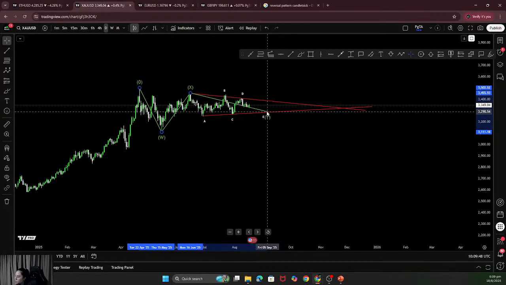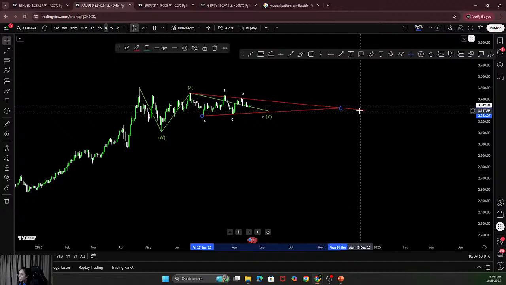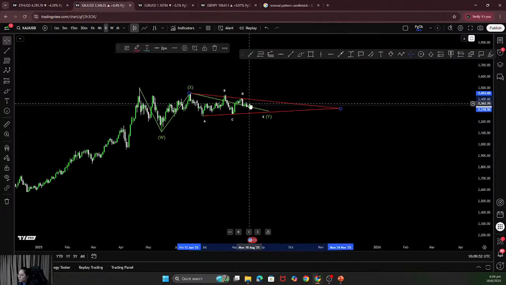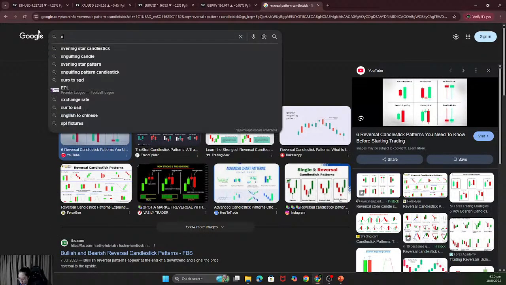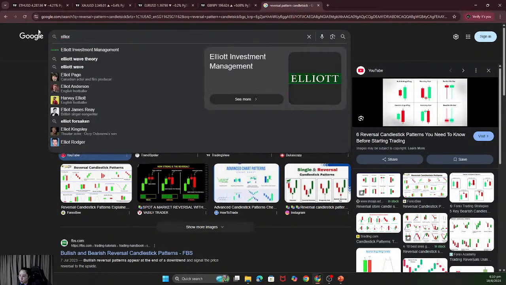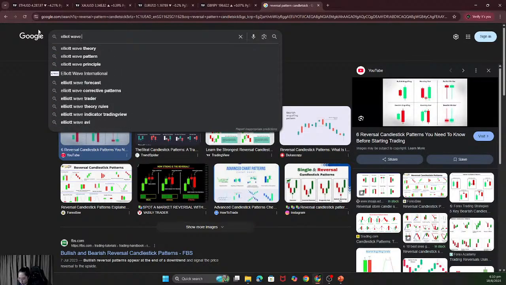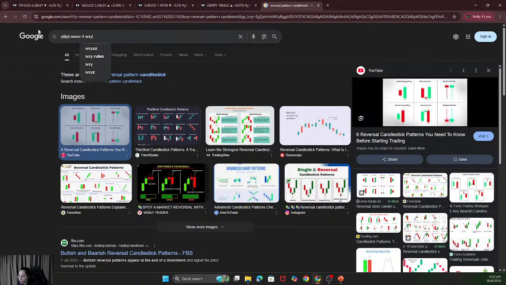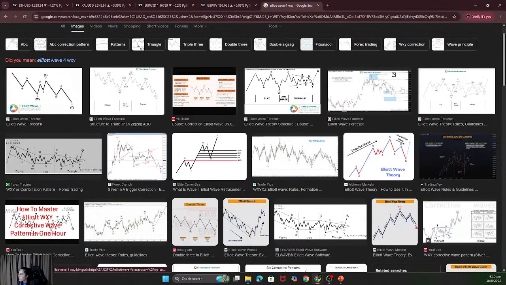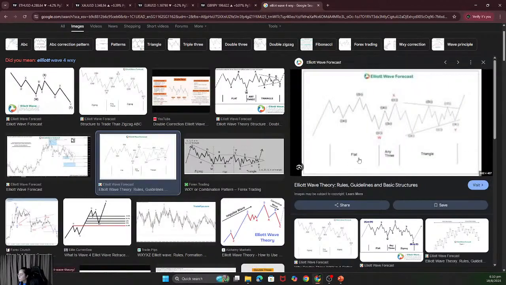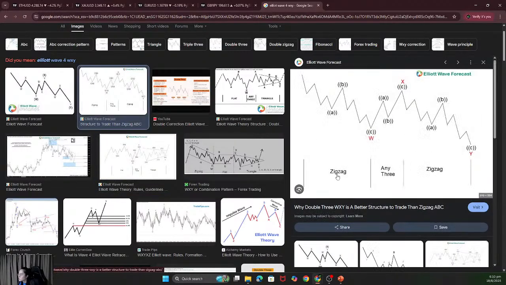Wherever E ends, this is just based on my opinion, okay? E, if I'm on the correct WXY. If you go on Elliott wave for WXY, there are going to be many variations. You can have the flat, any three, and then a triangle. You can have a zigzag, any three, and then a zigzag.